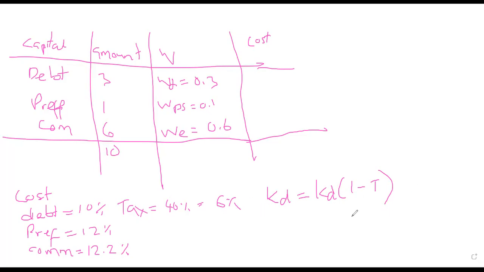So, is there anyone lost on how we're getting the 6%? So here, this is 6%. Then here, the preferred stock we're given 12%. Then here, the common stock we're given 12.2%. Then weight times cost.